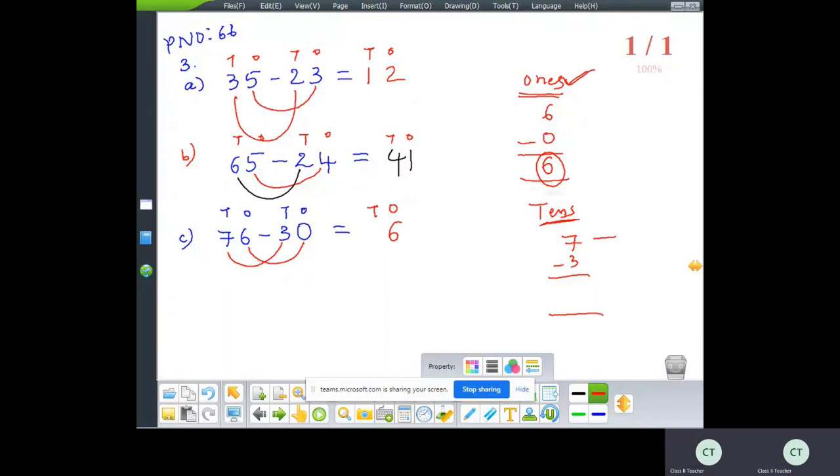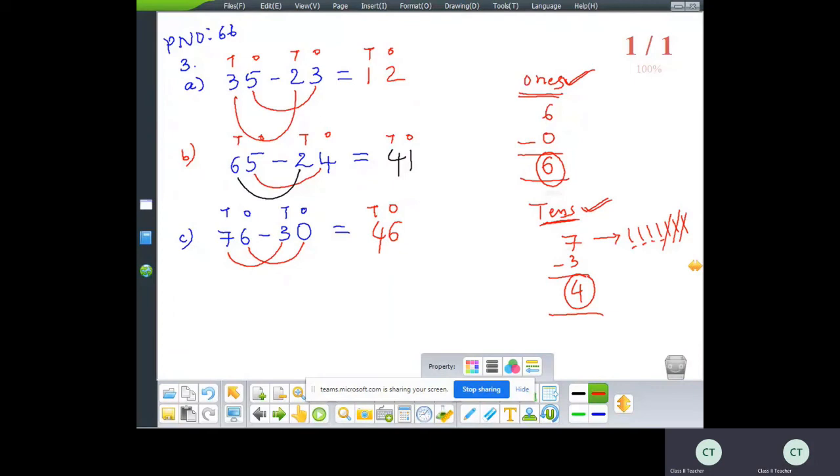7 minus 3. Draw 7 lines: 1, 2, 3, 4, 5, 6, 7. From 7 we remove 3 lines: 1, 2, 3. Remaining lines are 1, 2, 3, 4. 7 minus 3 is equal to 4. This answer 4 goes in the 10's place. The answer is 46. 76 minus 30 is equal to 46.